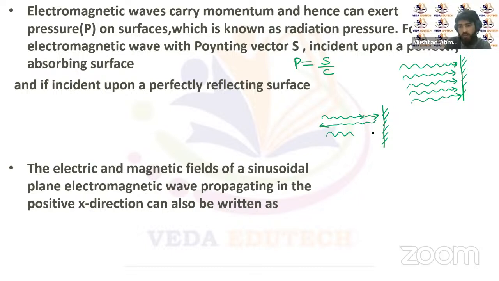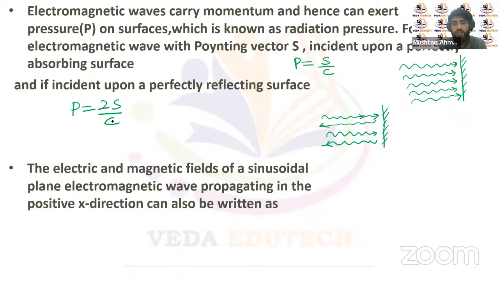Wave propagates and strikes the surface, right? And there is 100% reflection of this electromagnetic wave. Then in that case, the radiation pressure will be equal to 2 times S upon C, where S is the magnitude of the Poynting vector and C is the speed of light. So this is the radiation pressure, right?